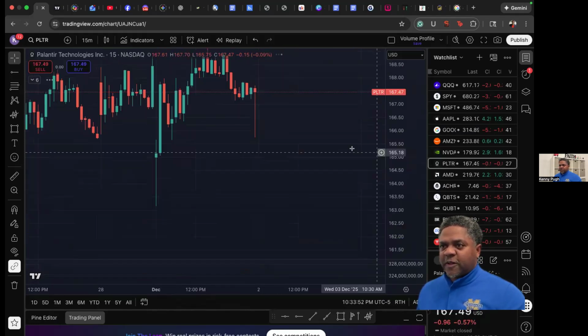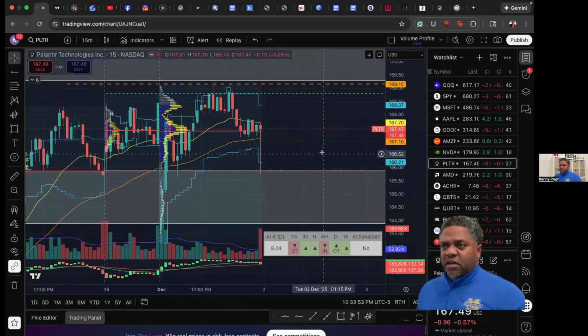So that's NVIDIA. And then when taking a look at Palantir, we're in the middle of two zones. So once again, I'm going to wait to see if we break down lower here or if we're going to come up and go higher into this zone, but I won't play anything in between.